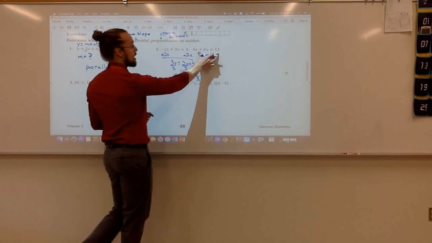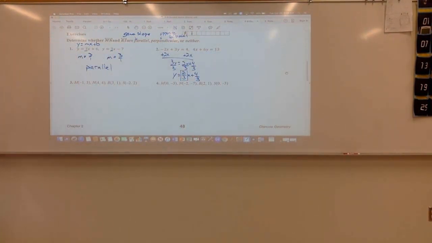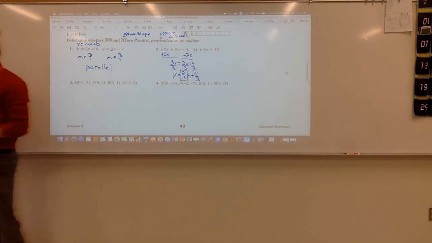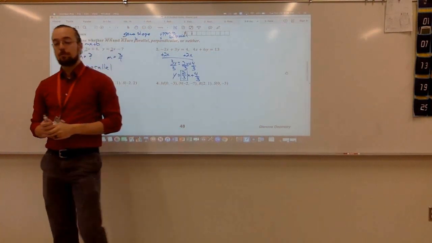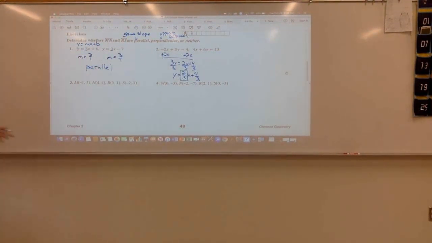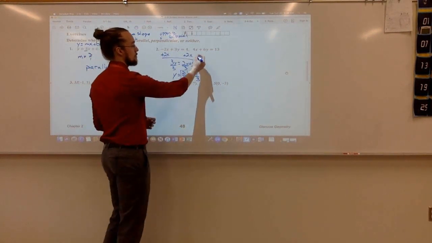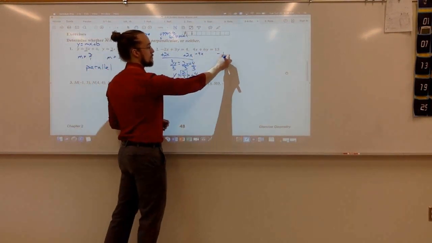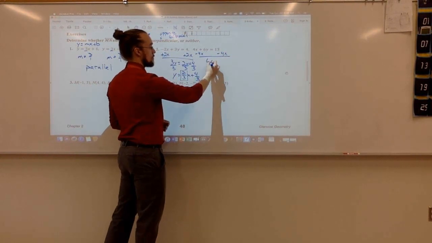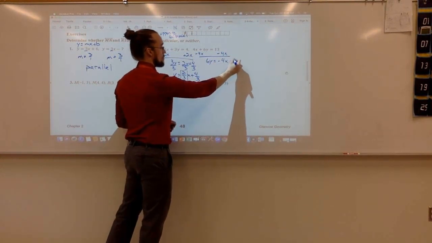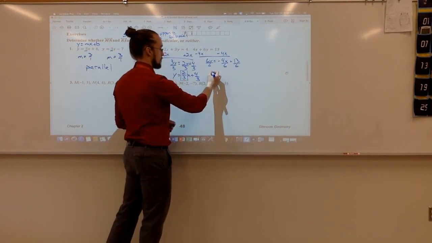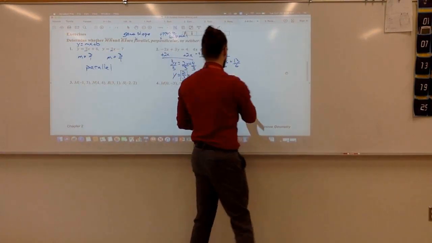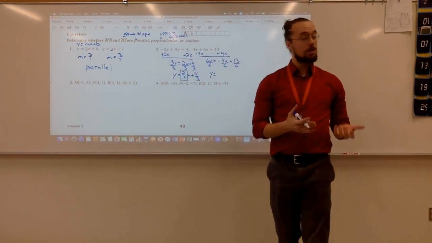So now we want to do the same thing for 4x plus 6y equals 13. Go ahead and do that real quick. Solve that for y and figure out the slope. Do the same process for the second equation. Solve this one for y. And remember to reduce any fractions.